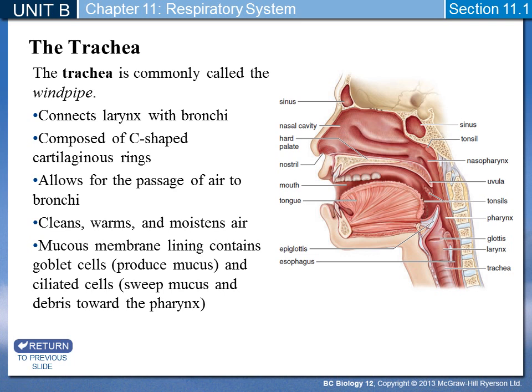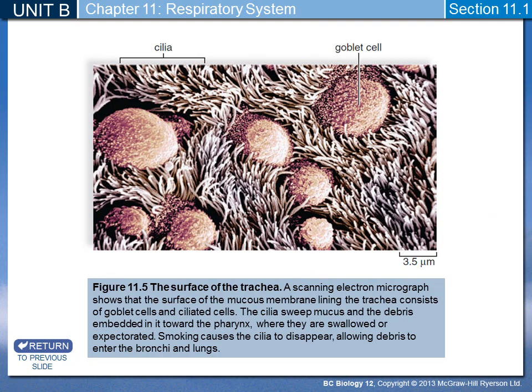Inside the trachea, there's a mucous membrane that contains a couple of different types of cells. There are goblet cells that produce the mucus that is warming and moistening the air, and there are ciliated cells that sweep that mucus and any debris it has caught towards the pharynx. So it sweeps it upwards so that it can later be swallowed or expelled.